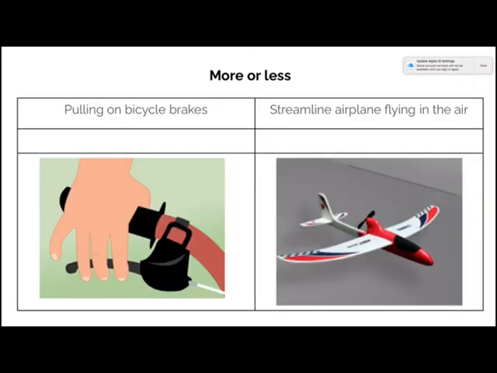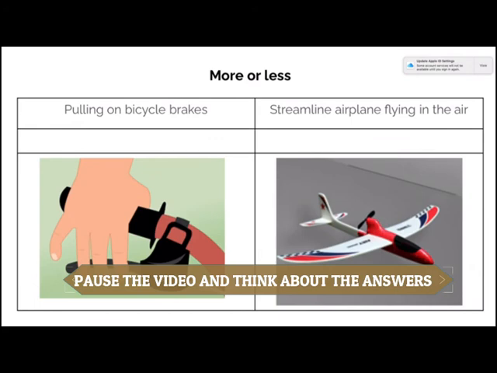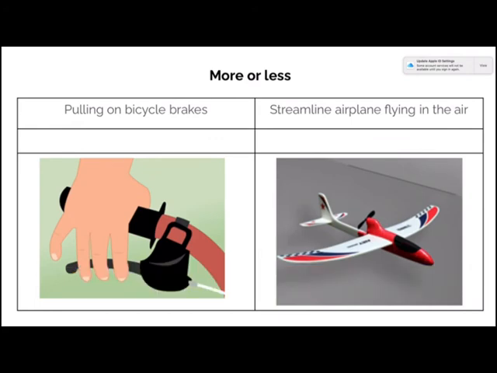Let's try some more. Pulling a bicycle brake. Second one, streamline aeroplane flying in the air. Streamline means that it has a pointy beak, as you can see in the red aeroplane in the picture. Now let's find out the answers.